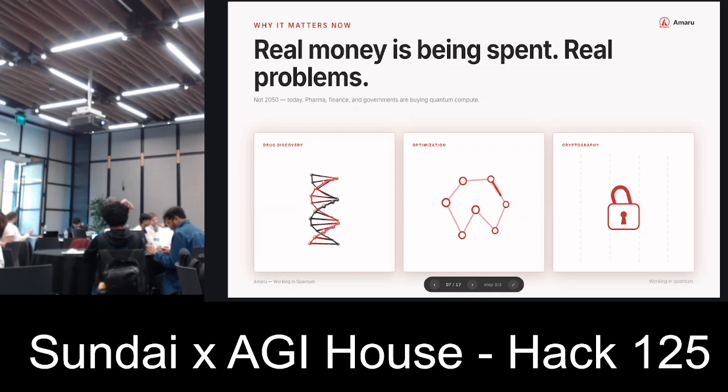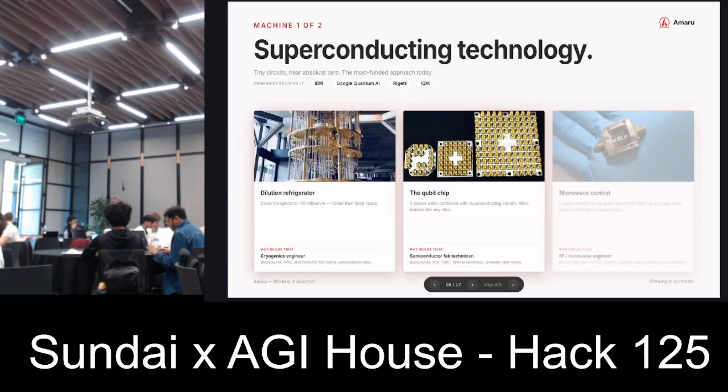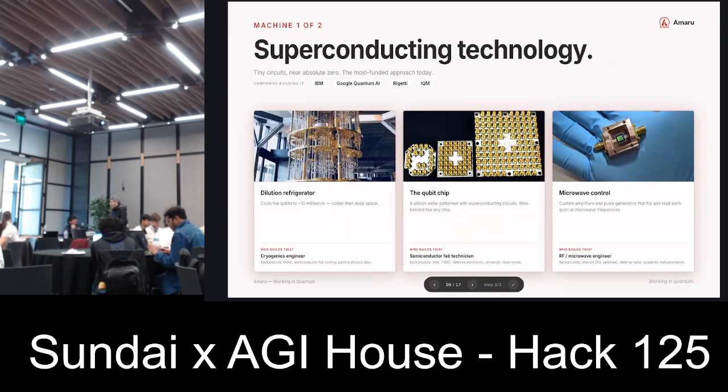So those are things that are happening right now that people are really looking at, even with today's quantum computing technology in its nascent form. People are looking into these different approaches and are spending real money on it and need people to help with these problems and solving these problems. So now I'm going to talk about the different technologies that are out there.